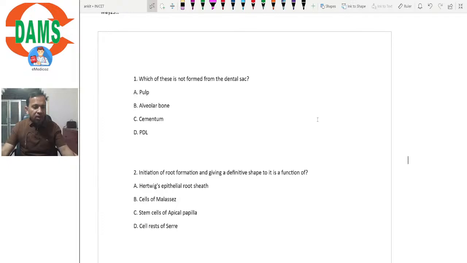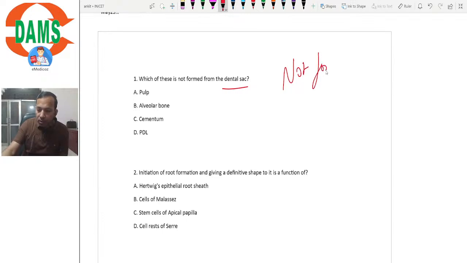So let's first start with some of the questions asked in May in INICET. The first question that was asked is, which of these is not formed from the dental sac? So the dental sac will form all the periodontium, right? It will form the periodontal ligament, cementum, alveolar bone, but it will not form the pulp. Pulp is formed from the dental papilla, right? Dental pulp is formed from.